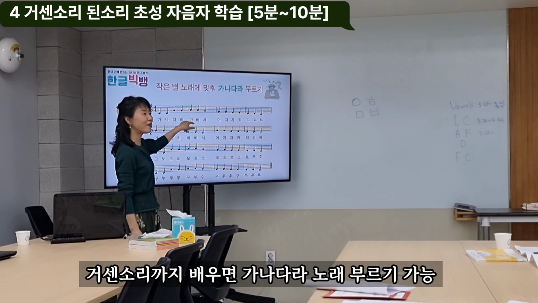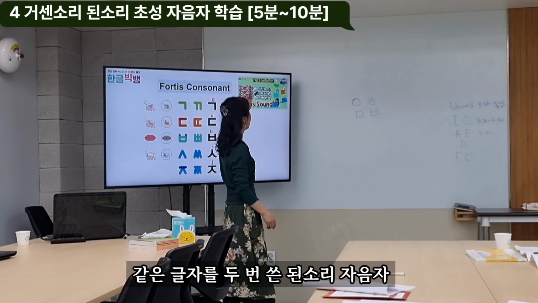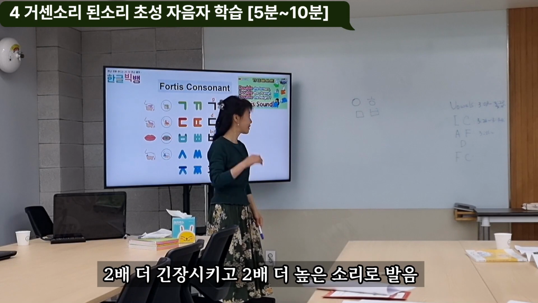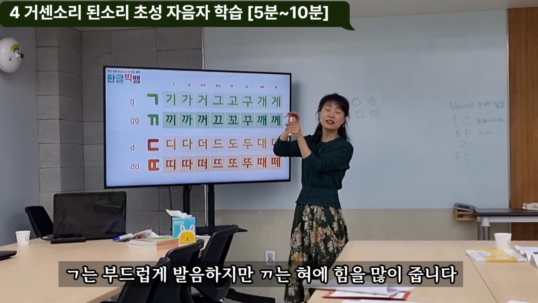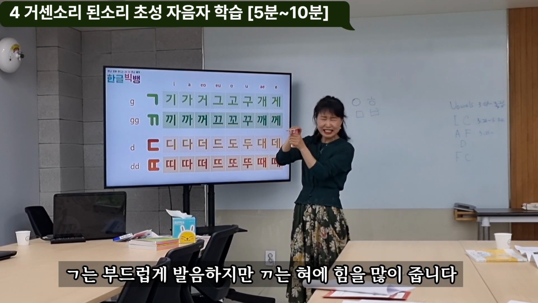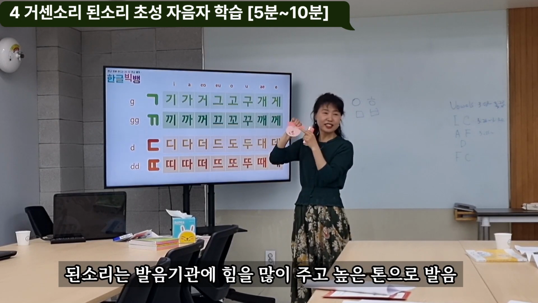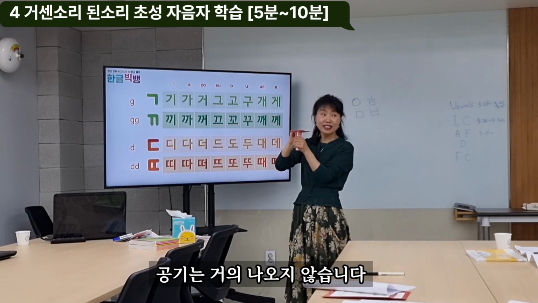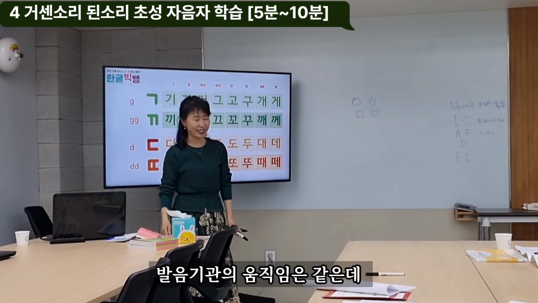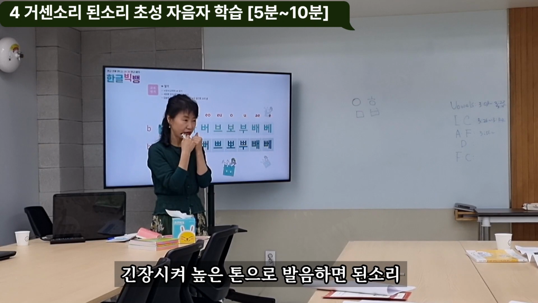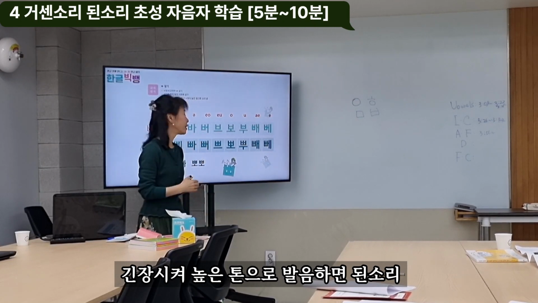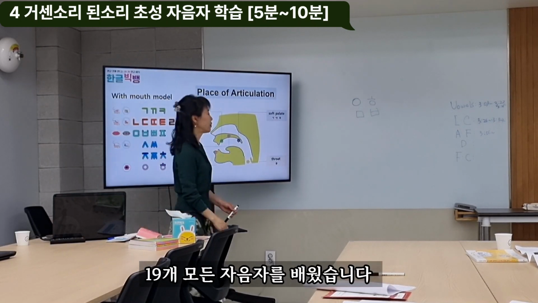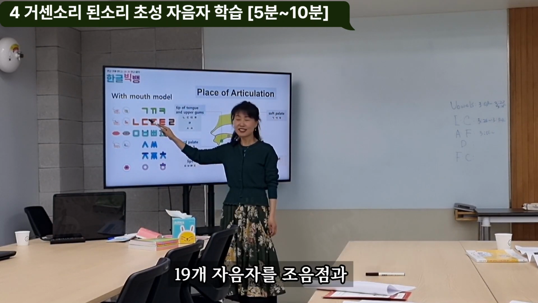The letters double the strength, double the height, or softly. But strain your tongue and in a high tone, no air. Good. Just in a high tone is okay. Please strain my lips. Okay. And then high tone. P. P. B. So we have finished all of good.